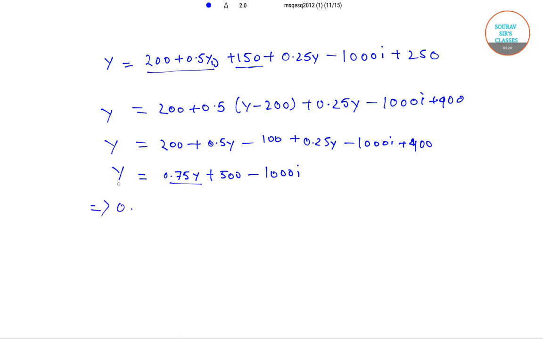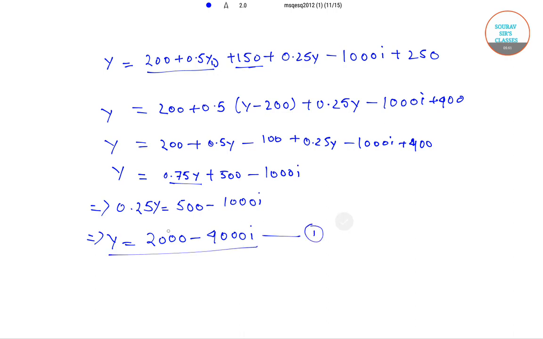If you take this on the left hand side, you will get Y minus 0.75Y, which is 0.25Y, equals 500 minus 1000I, where Y is equal to 2000 minus 4000I. So we have found the IS equation to be Y equals 2000 minus 4000I.